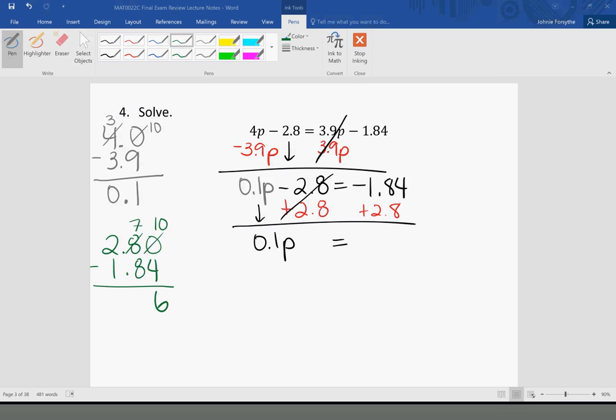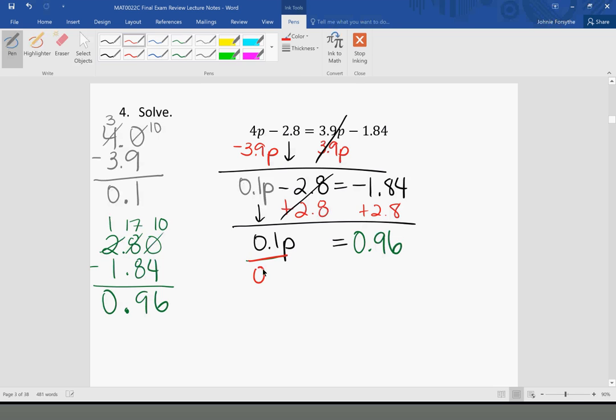Okay. So where was I? All right, so I'm finding the difference. So then 10 minus 4 is 6. 7 minus 8, I need to borrow over here. 17 minus 8 is going to give me a 9. I'm going to have the decimal there. So it's going to be a positive 0.96.